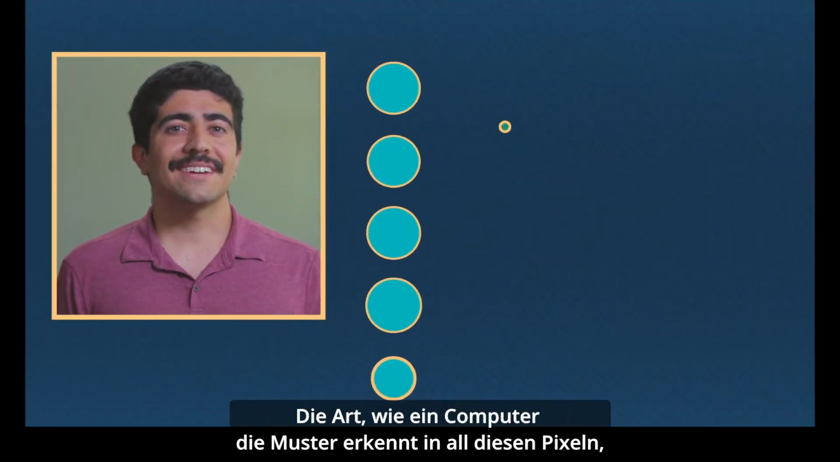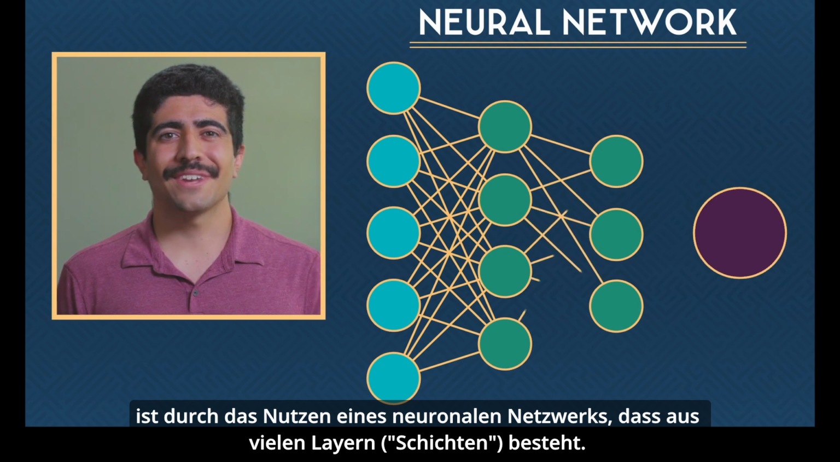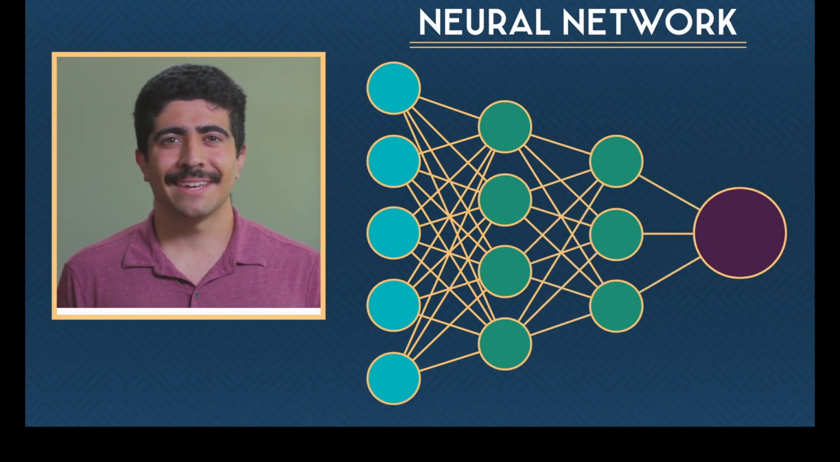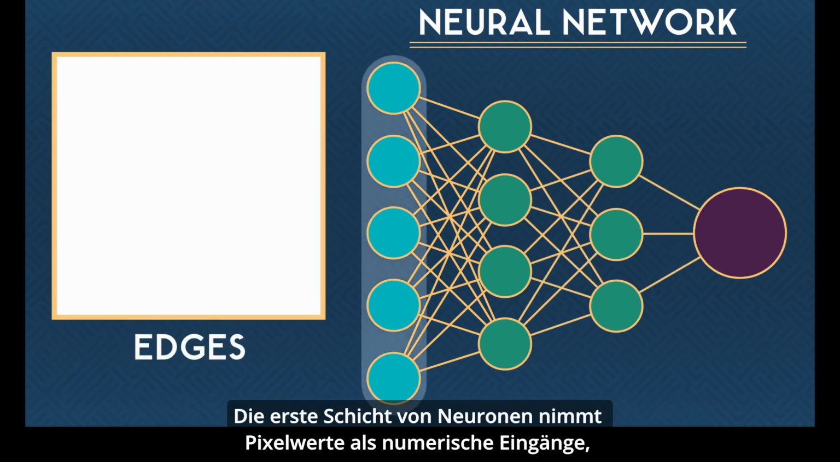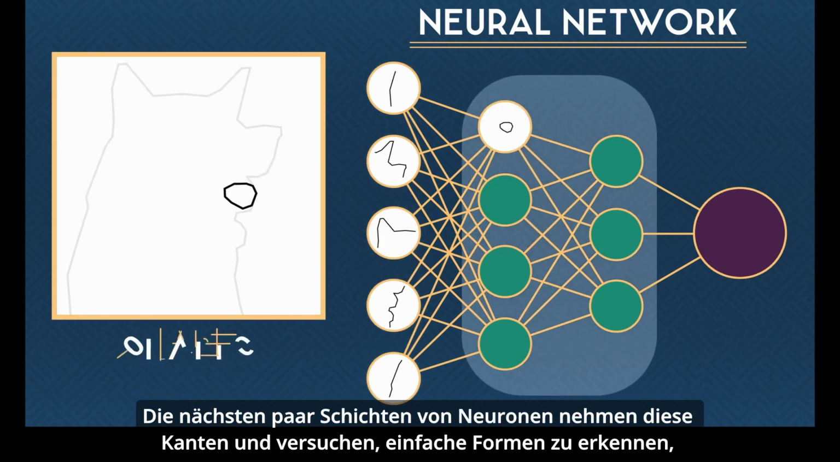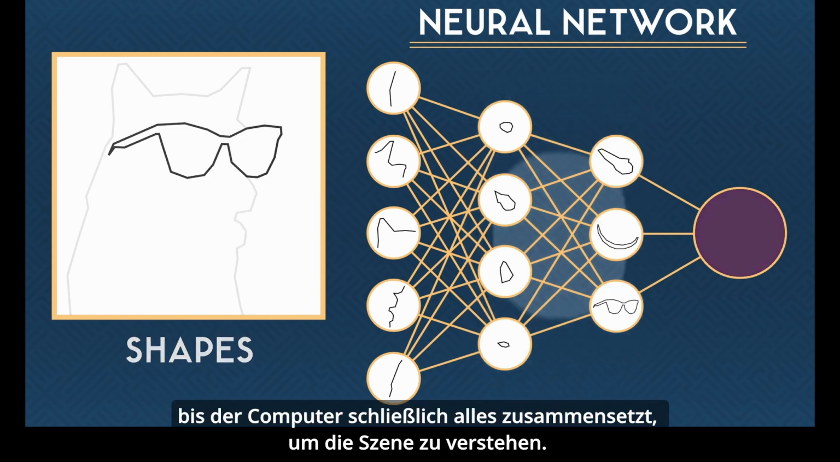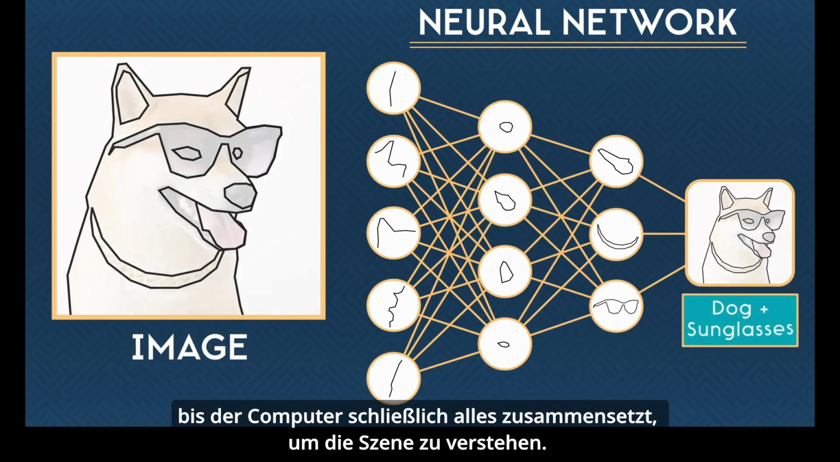The way a computer recognizes the patterns in all these pixels is by using a neural network made of many layers. The first layer of neurons takes pixel values as numerical inputs to identify edges. The next few layers of neurons take those edges and try to detect simple shapes, until finally the computer puts it all together to understand the scene.